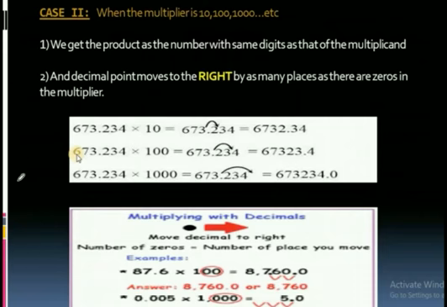If I multiply 3.15 with 10, so it is 3.15, it will become 31.5. Digits remain the same, just the value changes.